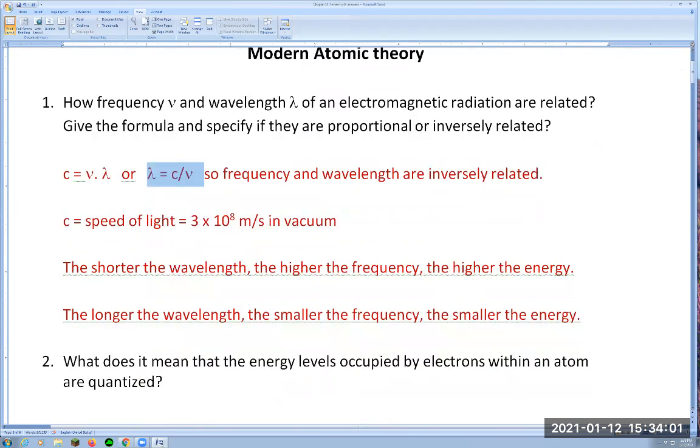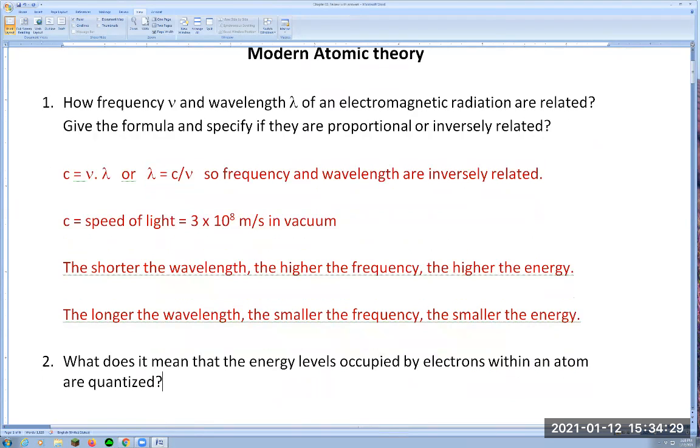So question 2, what does it mean that the energy levels occupied by electrons within an atom are quantized? As we know from this chapter, we have this very tiny nucleus in a large space. The atom is really very big compared to the size of the nucleus. And in that empty space around the nucleus, you have electrons.